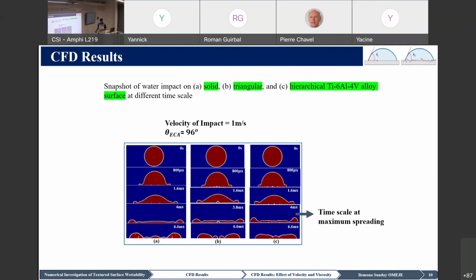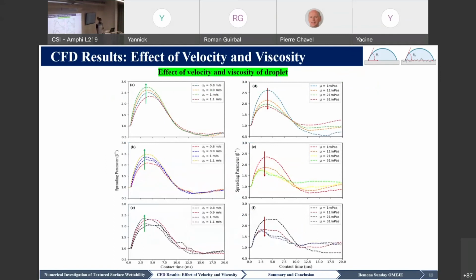So we'll move on to play with some parameters which cannot be captured experimentally. And what we did is to increase the velocity of the droplet of the liquid on the surface, and also we varied the viscosity of the liquid. And as you can see on the graph, when we increase the velocity, what we notice is that there is an increase in the spreading parameter, and when we also increase the dynamic viscosity of the liquid, what we notice is that the spreading parameter decreases.